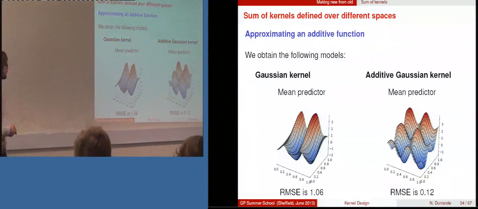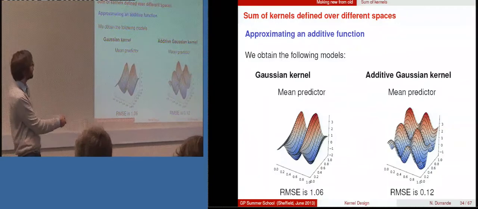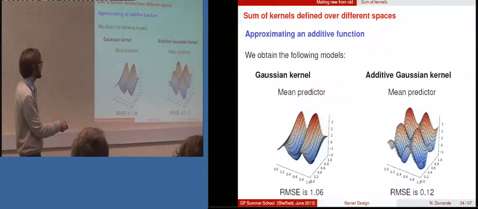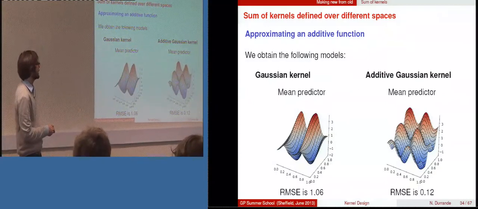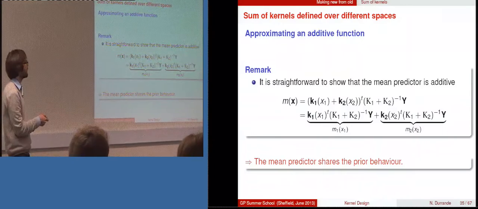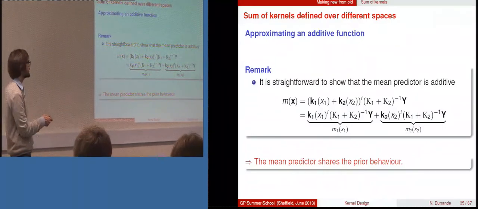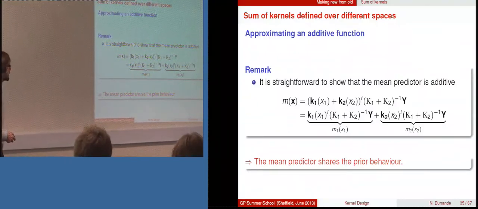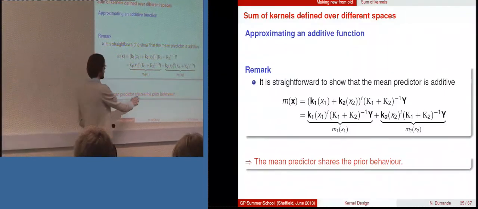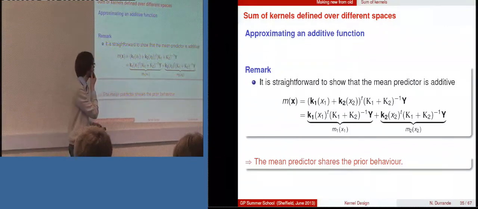Yes, indeed. So if we compare the shapes of the two models, the test function really looks like the one based on an additive kernel. It's straightforward to show that the mean predictor is additive. If we write its expression, we can expand with respect to the first sum, and we obtain a sum of two functions, the first model M1 and M2.